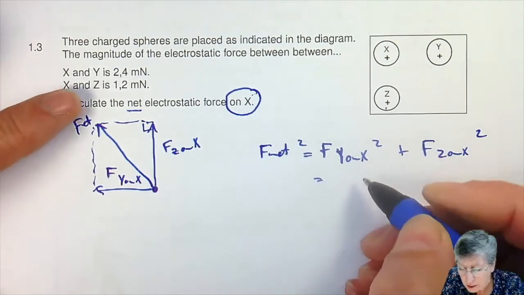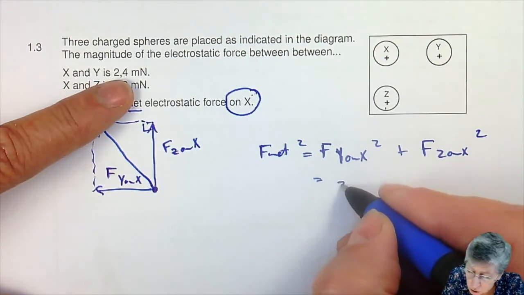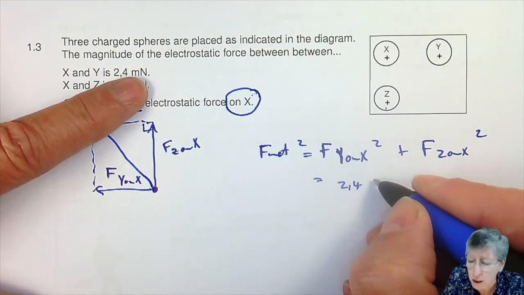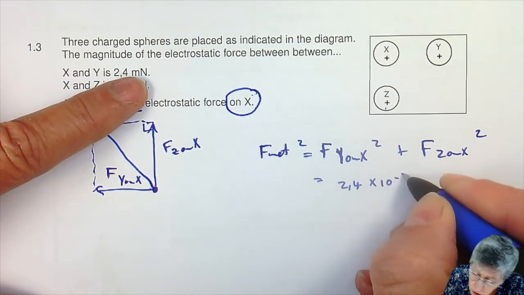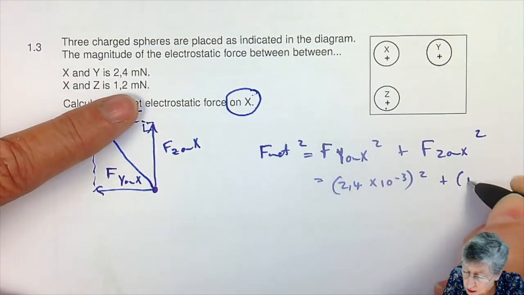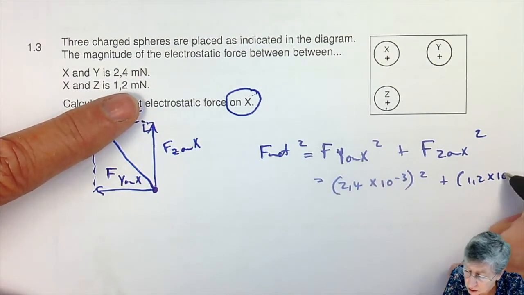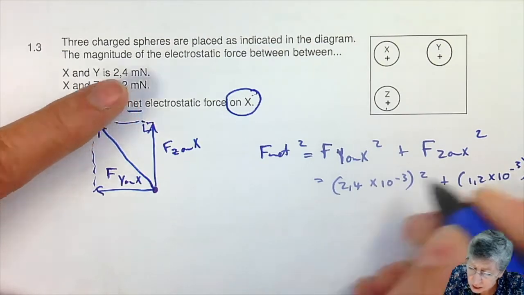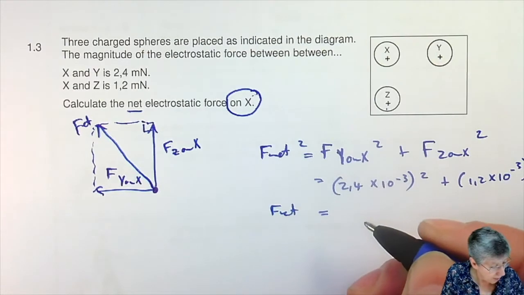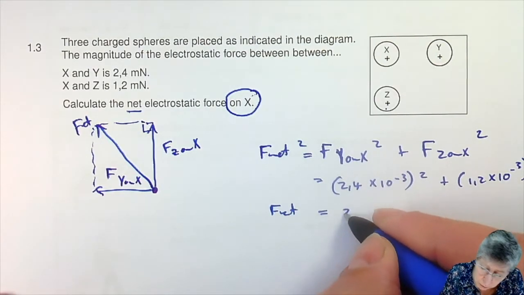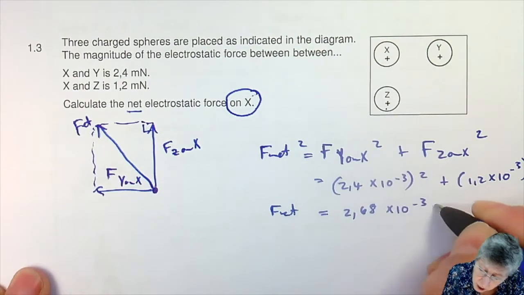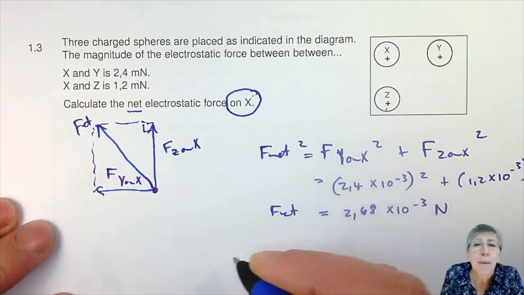Right, now what did they tell us? Y on x, 2,4, and just remember that little m there is millinewtons, so it's times 10 to the minus 3 to get to newtons, and remember to square. The other one is 1,2 times 10 to the minus 3 and squared, and remember to get the square root over there. And when you get that square root, you will end up with 2,68 times 10 to the minus 3 newton. Now we have the magnitude.